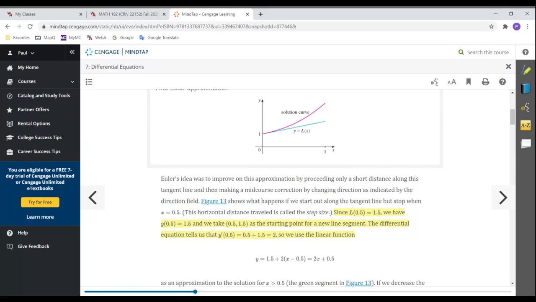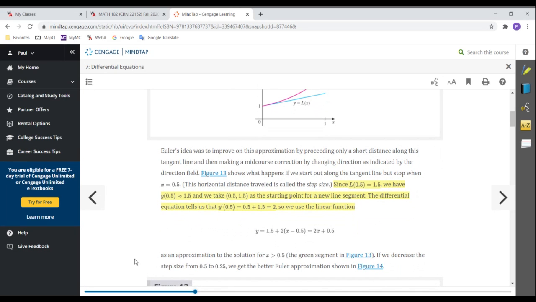Now we can use the (0.5, 1.5) coordinate as the starting point for the next new line segment. When x equals a half, the differential equation y prime equals x plus y gives y prime of a half equal to 0.5 plus 1.5. We're using the previous coordinate from our linear approximation to continue. So at a half, y prime of 0.5 is equal to 2.